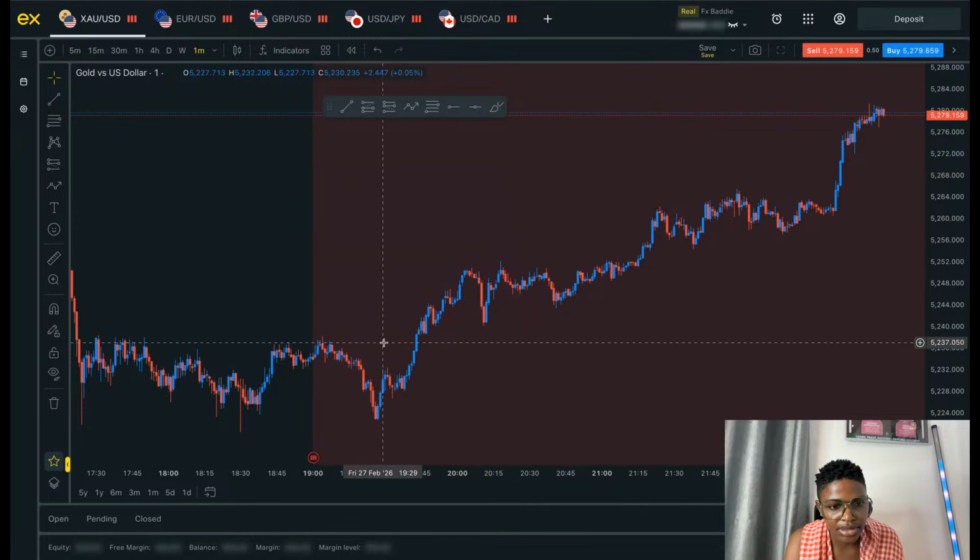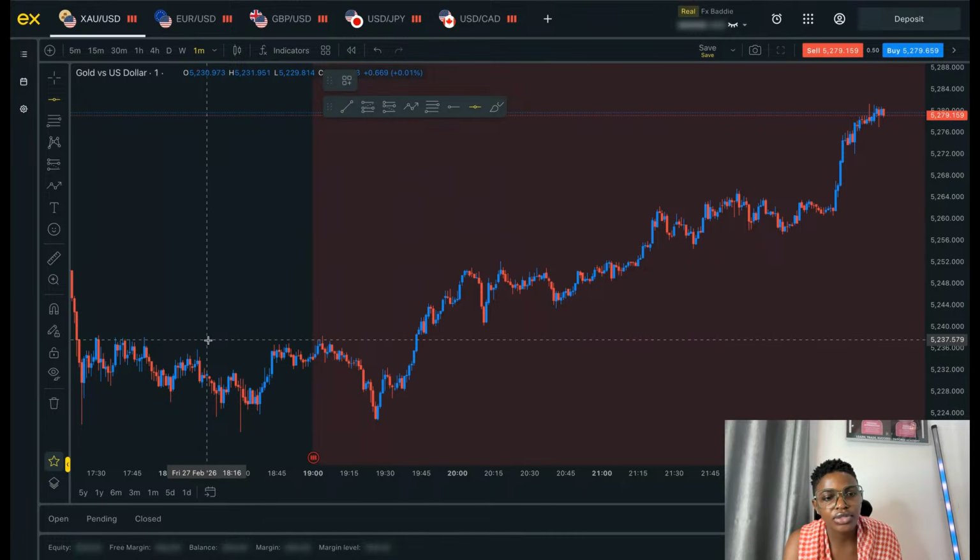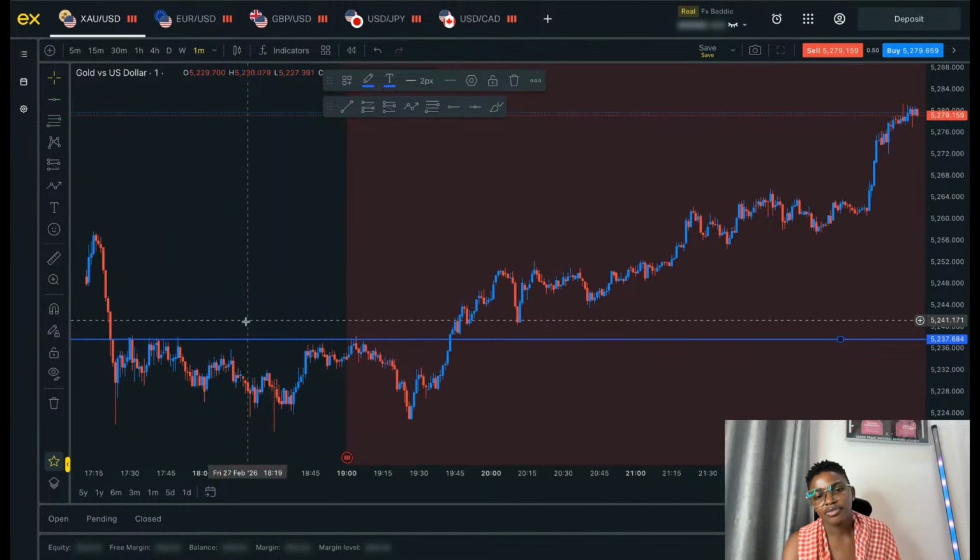So on gold, if we want to mark key levels, first of all I'll mark key levels. Okay, yeah, so much consolidation here. So I'll just mark it as a point of interest. I've marked that.